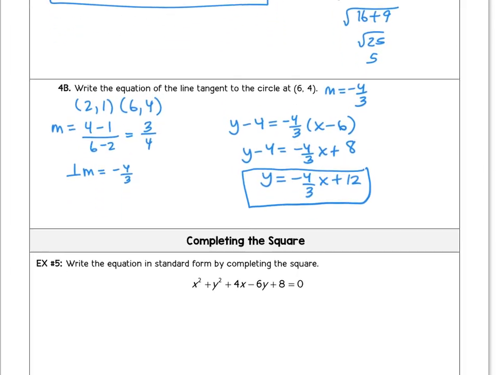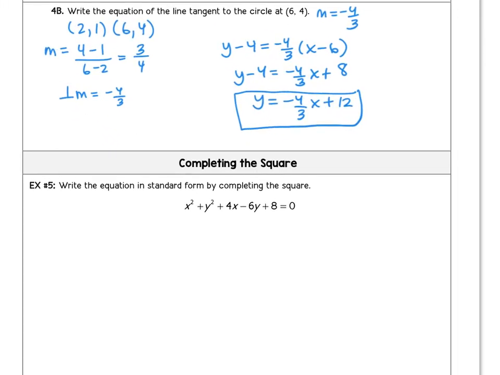All right, let's see, the next part, completing the square. Write the equation in standard form by completing the square. So what we want to do is put all the x's together here.